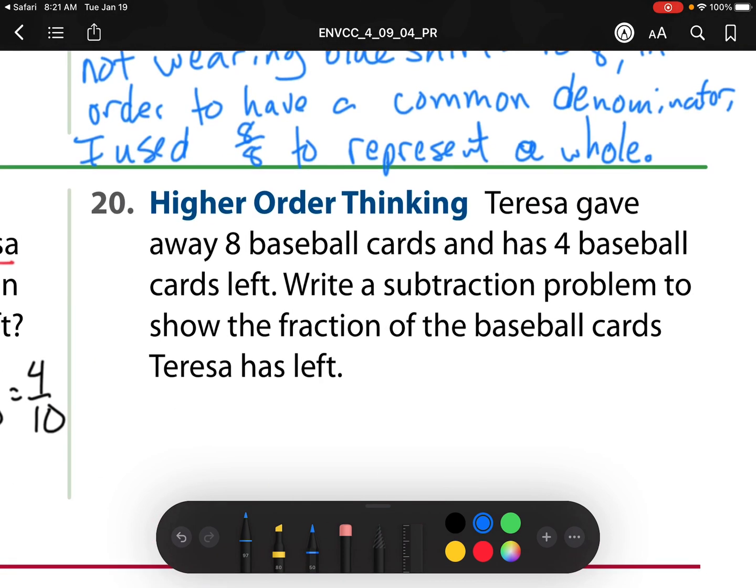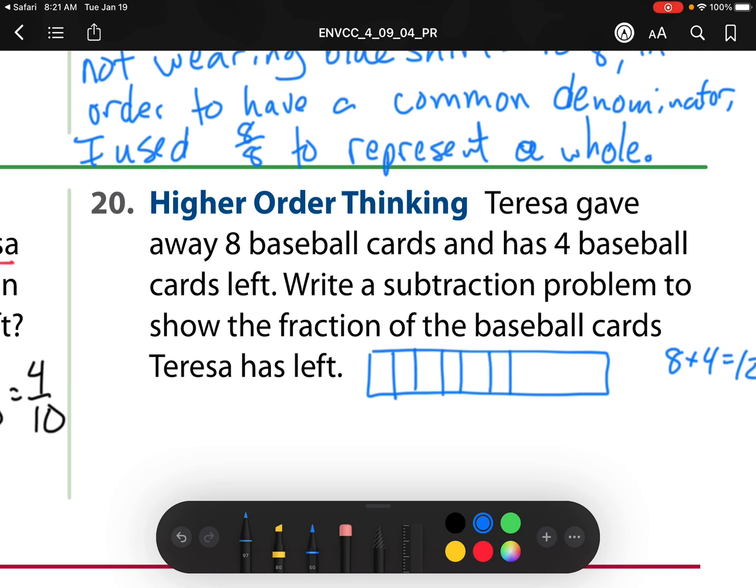Teresa gave away 8 baseball cards and has 4 baseball cards left. Write a subtraction problem to show the fraction of the baseball cards Teresa has left. Well, first we need to figure out the total number of cards, because remember, she starts out with a collection. We have to figure out the whole, her total collection. Well, here we have 8 plus 4, because she had 8 she gave away, she still has 4. So it's going to be 12. So we need to break this up into 12 pieces. 1, 2, 3, 4, 5, 6, 7, 8, 9, 10, 11, and 12. So let's check. She gave away 8, so that's 1, 2, 3, 4, 5, 6, 7, 8, and she has 4 left. So it looks like our model is good.